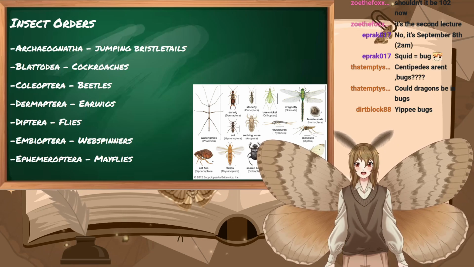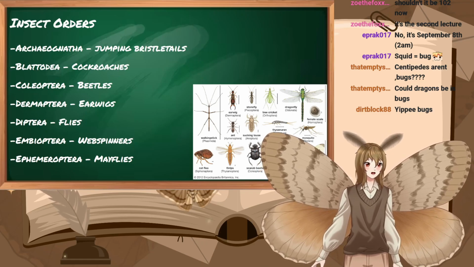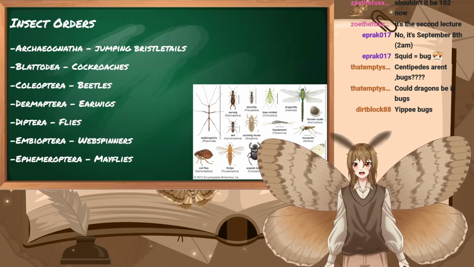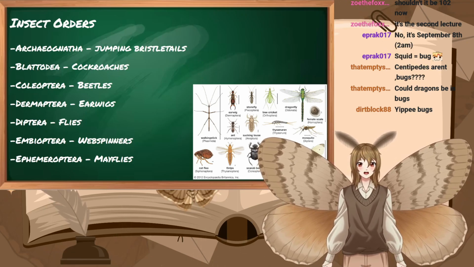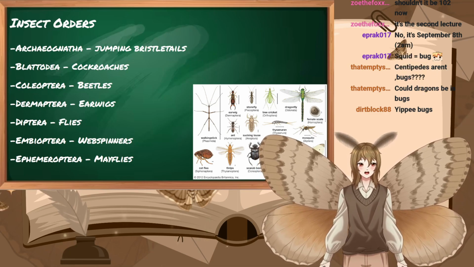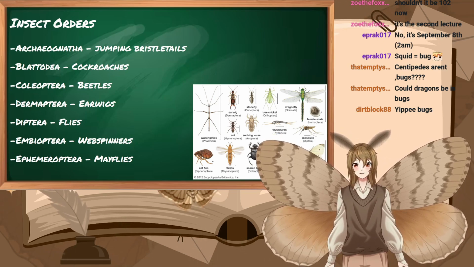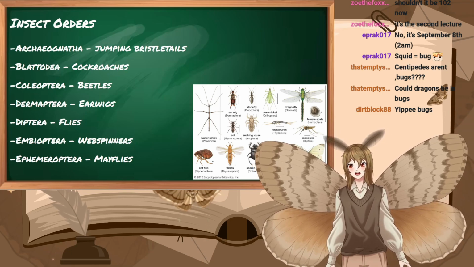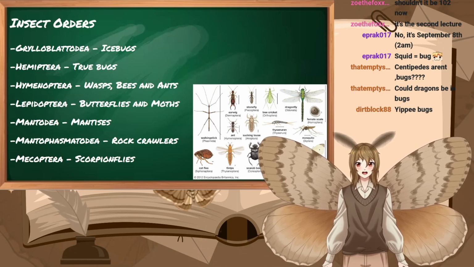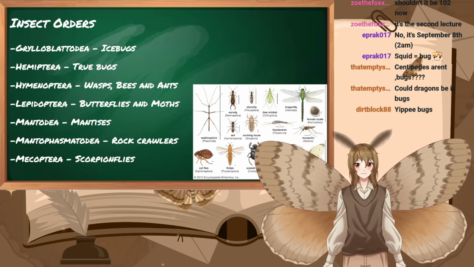The first names are always in Latin, and then the common names, which you might know them under. I might butcher some of the Latin names, I am very sorry about that. We have Archaeognatha, which would be jumping bristletails, Blattodea, which are cockroaches, Coleoptera, which are all of your beetles, Dermaptera are earwigs, Diptera are flies, Embioptera are web spinners, Ephemeroptera are mayflies, Grylloblattodea are icebugs, Hemiptera are your true bugs, the only insect species technically considered bugs.